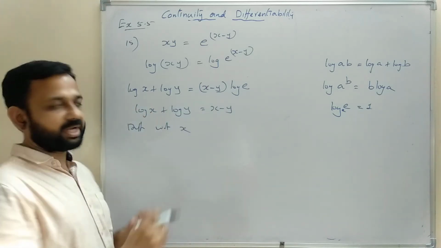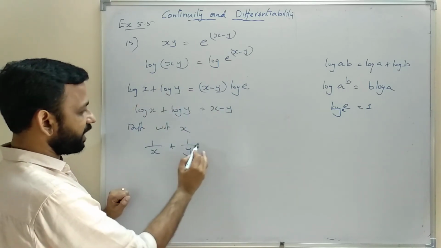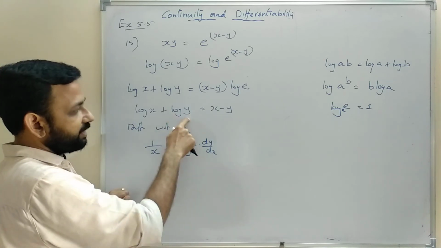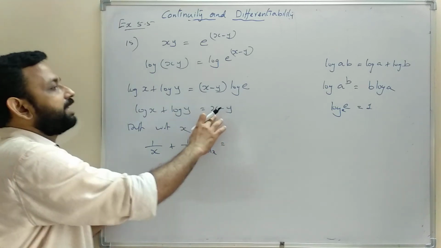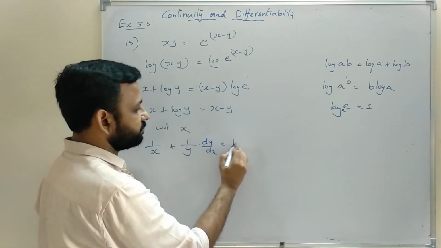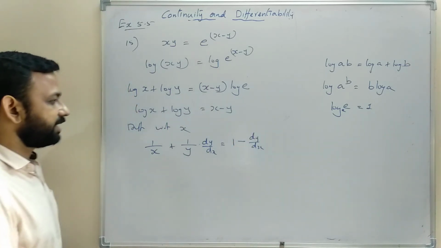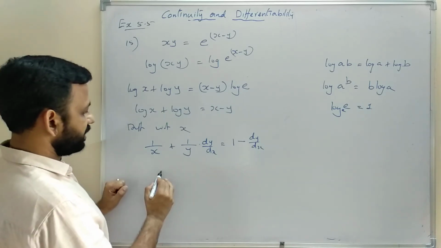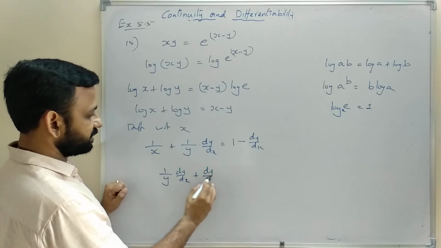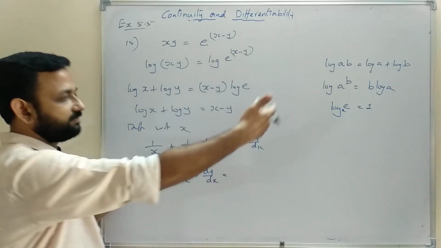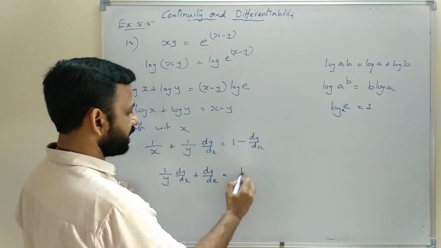So d by dx of log x is 1 upon x, plus d by dx of log y, 1 upon y into dy by dx. Derivative of log y is 1 by y into derivative of y, dy by dx, equal to derivative of x minus y: derivative of x is 1 minus derivative of y, dy by dx. Now the terms containing dy by dx on one side: 1 upon y into dy by dx plus dy by dx, equal to minus dy by dx, we can take from right to left. Then 1 upon x we have here, 1 already there, 1 minus 1 upon x.